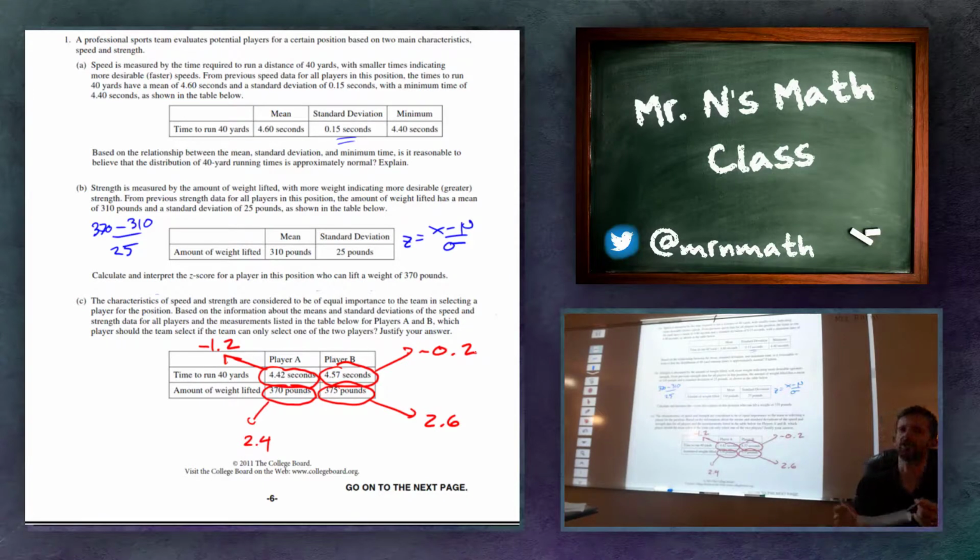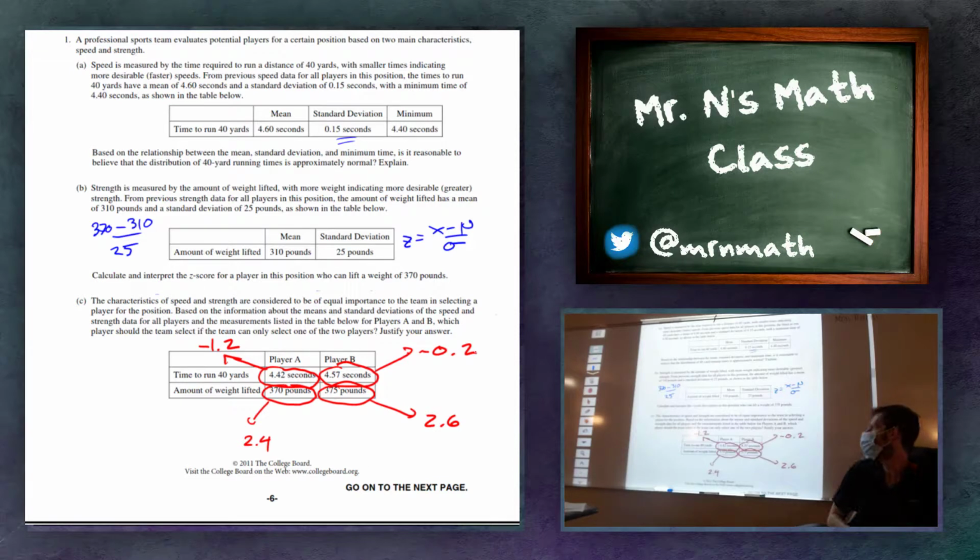All right, so here's the question. For the weight, do we want greater z-scores or smaller z-scores? Greater, right? More weight lifted is better. What about for the time? Do we want lower z-scores or higher z-scores? Lower, right? Because lower means you are faster, and faster is better, according to the coaches here.